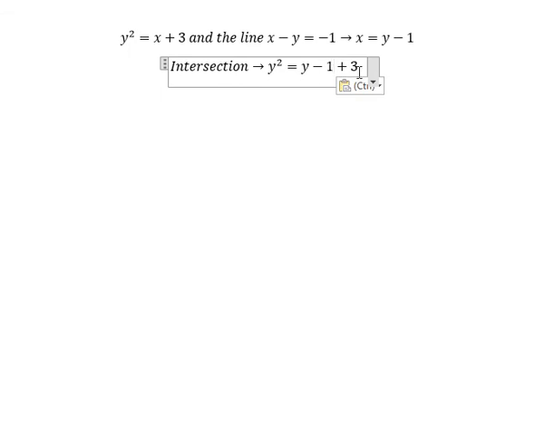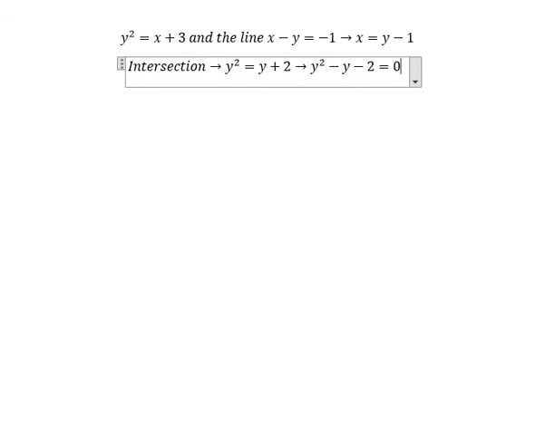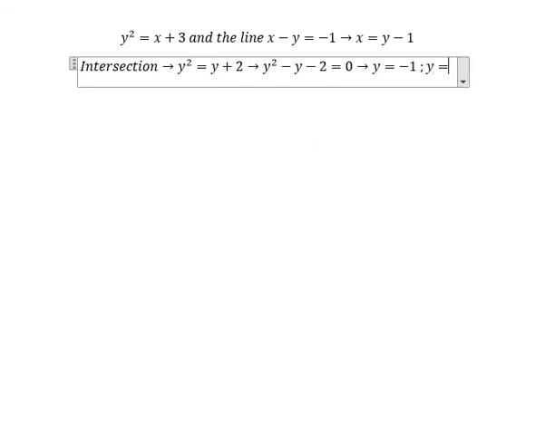Negative 1 plus 3, you get positive 2, and you get y squared minus y minus 2 equal to 0. So to find the intersection, we need to find the solution of this one. So you get y equal to negative 1 and y equal to 2.